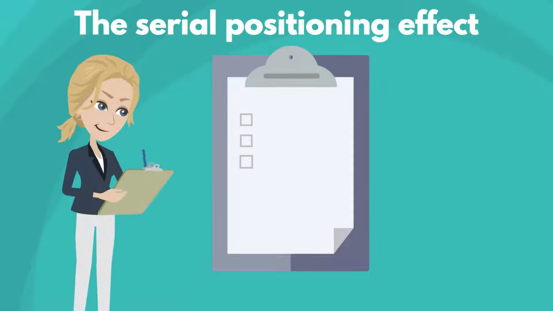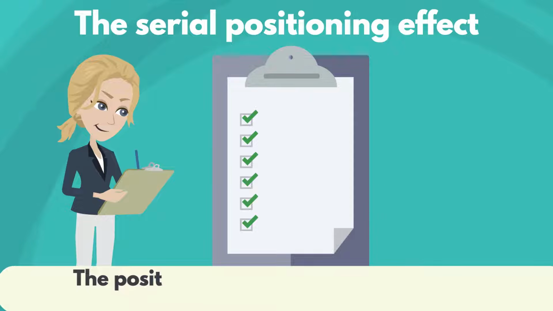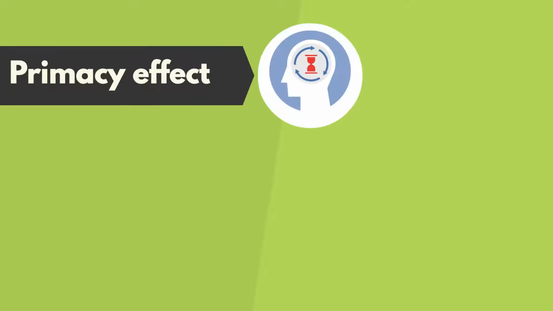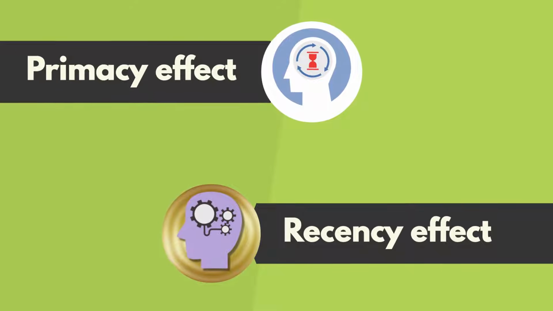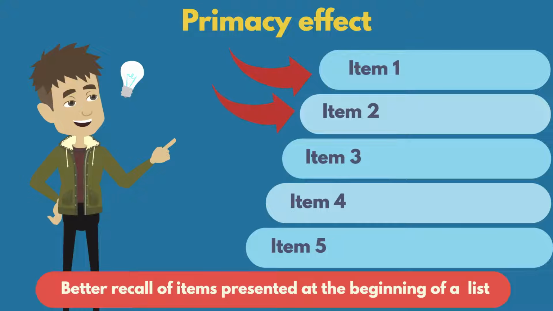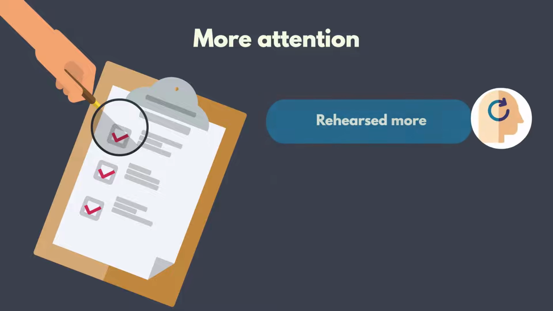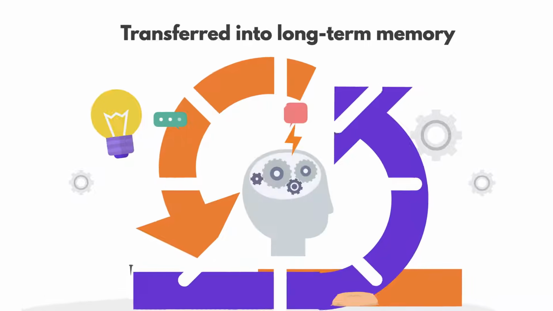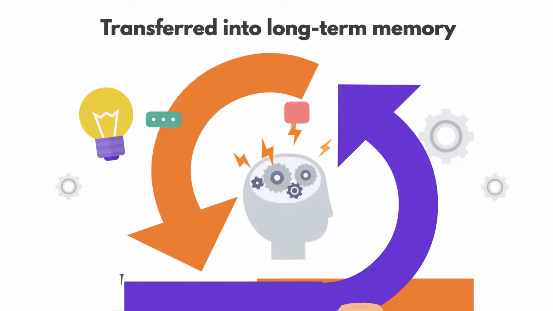The serial positioning effect is a psychological phenomenon where the position of an item in a list influences how well it is remembered. It comprises two key components, the primacy effect and the recency effect. The primacy effect refers to better recall of items presented at the beginning of a list. This happens because the first items receive more attention and are often rehearsed more in our working memory. As a result, they are more likely to be transferred into long-term memory.